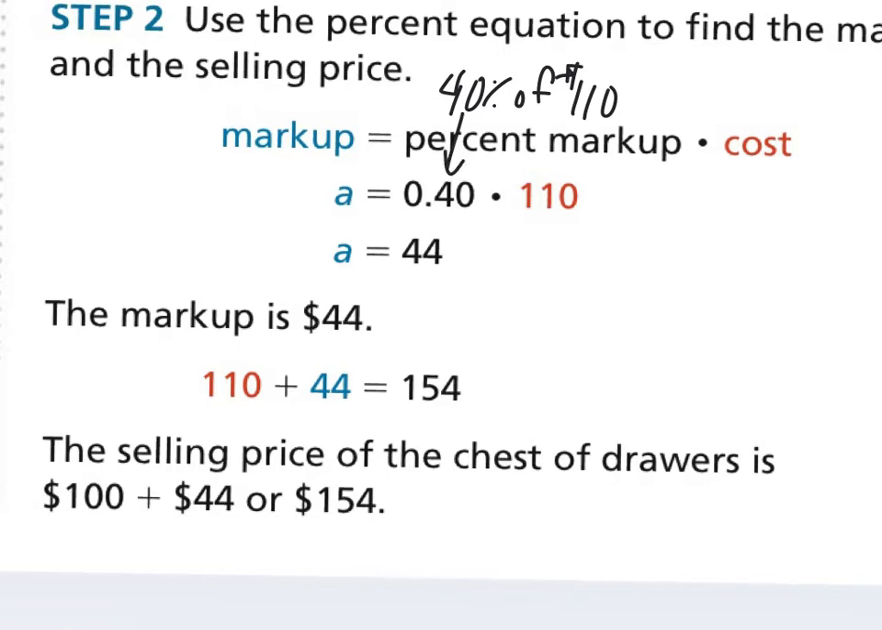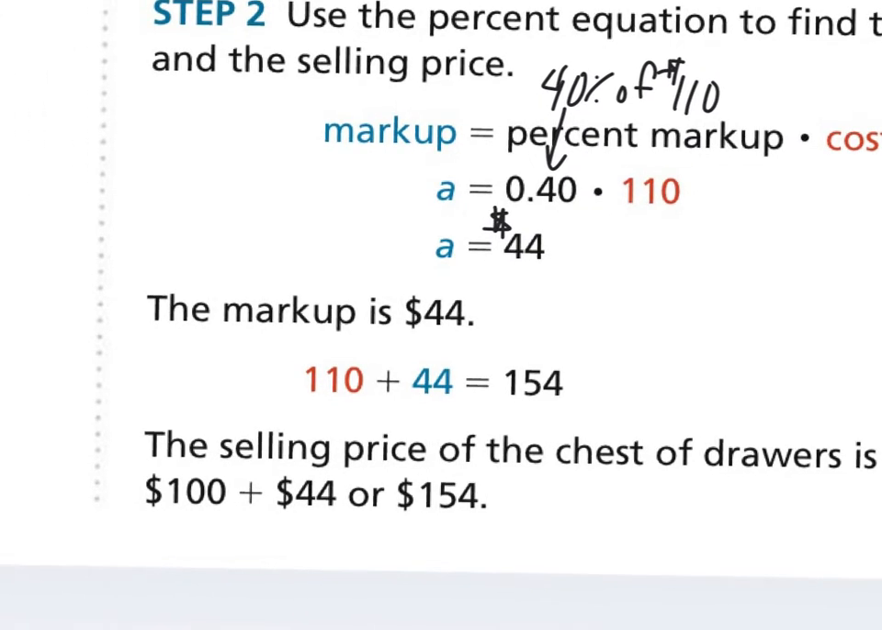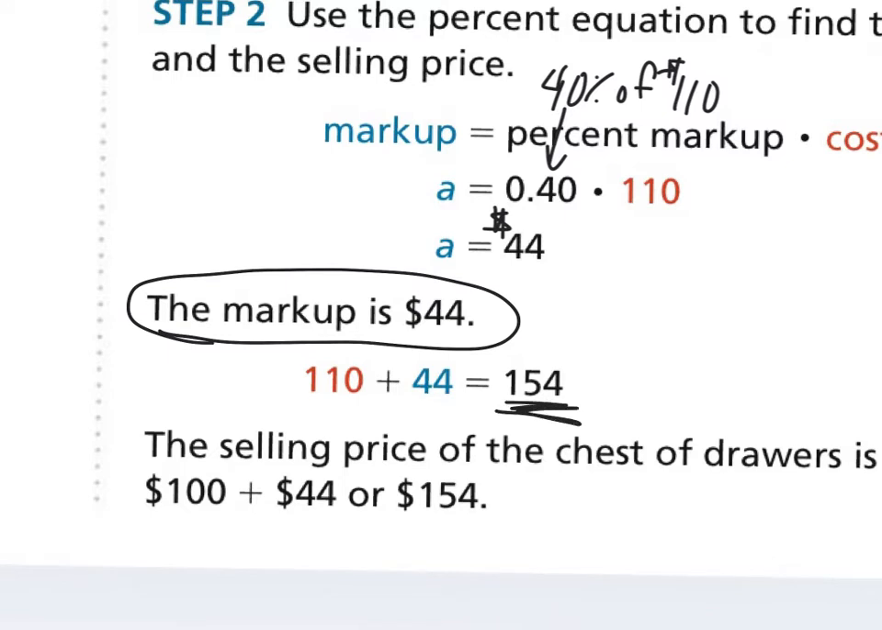So move your decimal over 2 spots and multiply. That would be $44. So that tells us that the markup is $44. And then what we do with the markup, we just add that on. So it was $110, we add on $44. That makes it $154. So the selling price would be $154. And again, even simple calculations like this, make sure you show your work.